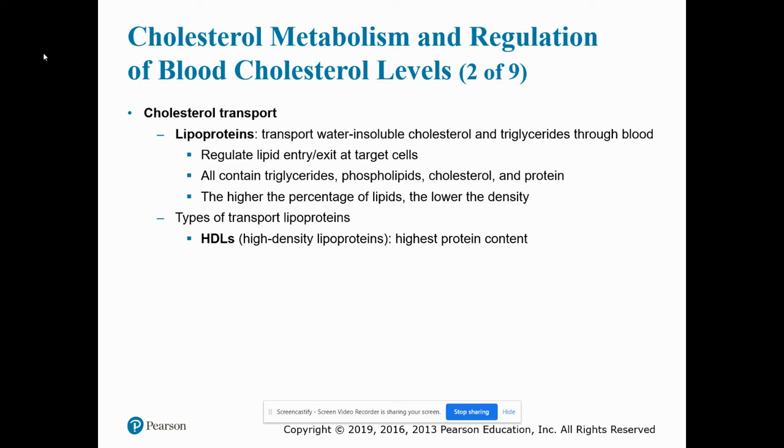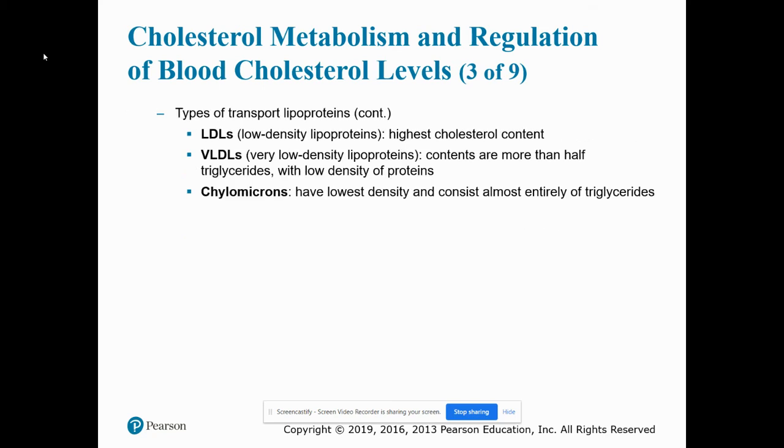And then we have types of transport lipoproteins. We start off with HDLs, high density lipoproteins, which have the highest protein content. Then we have LDLs, or low density lipoproteins. They have the highest cholesterol content. VLDLs, very low density lipoproteins, have contents that are more than half triglycerides with low protein density. And then chylomicrons, they're the biggest, but they have the lowest density, and they consist almost entirely of triglycerides.